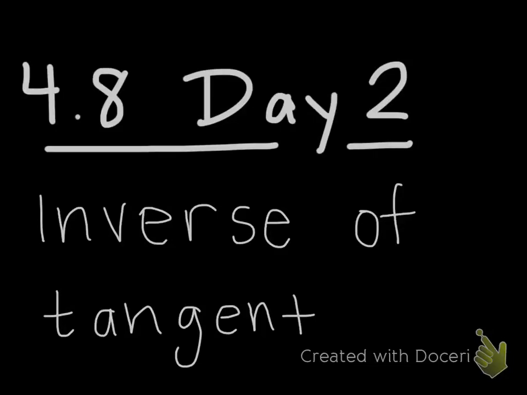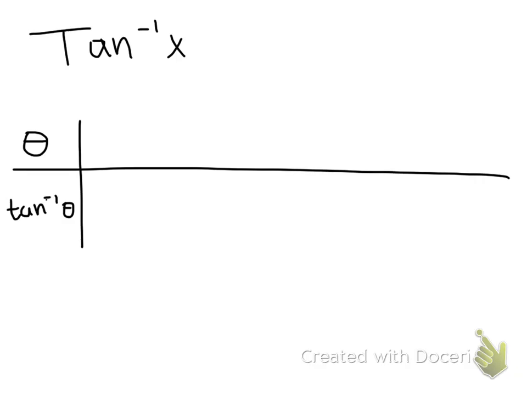Today we're doing section 4.8, day 2, and we're going to discuss the inverse of the tangent function. The tangent function is the hardest of the three to remember because if you're looking at the unit circle or thinking about your coordinates, it's not all spelled out like it normally is, meaning you have to calculate y divided by x in your head to figure out the coordinates. Tangent is similar to sine in that it goes from negative pi over 2 to positive pi over 2. So we're going to set up our table.